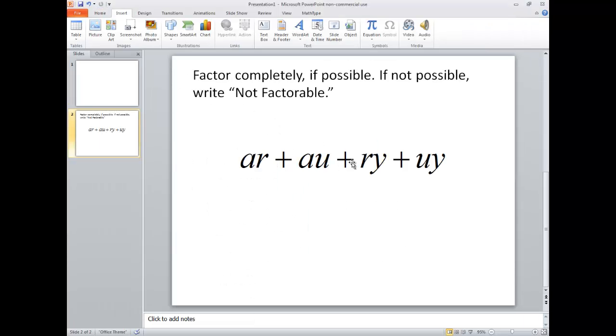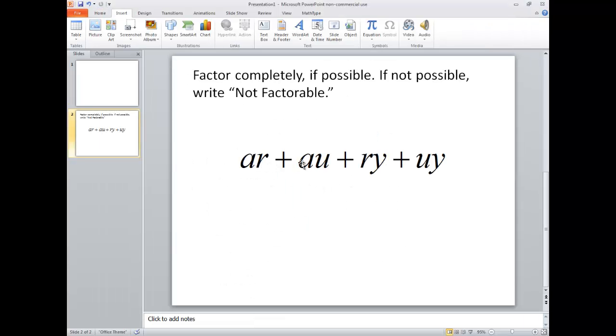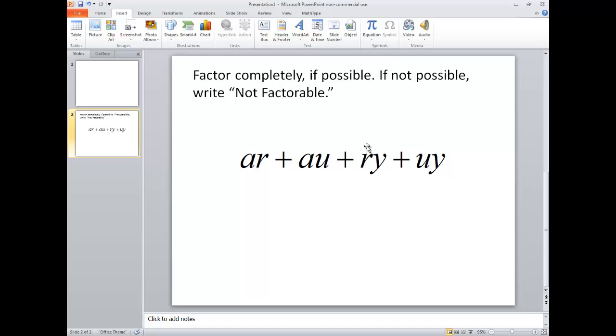Okay, now this one here. Our first method is GCF, greatest common factor. So we look through to see if they have something in common. Some of them have A's, some of them have Y's, some of them have R's, but all 4 terms have nothing in common, so there is no GCF. Start going down through our list, and grouping is when we have 4 or more terms. So what it looks like will tell you exactly which method to try. This has 4 or more terms, so we're going to use grouping.